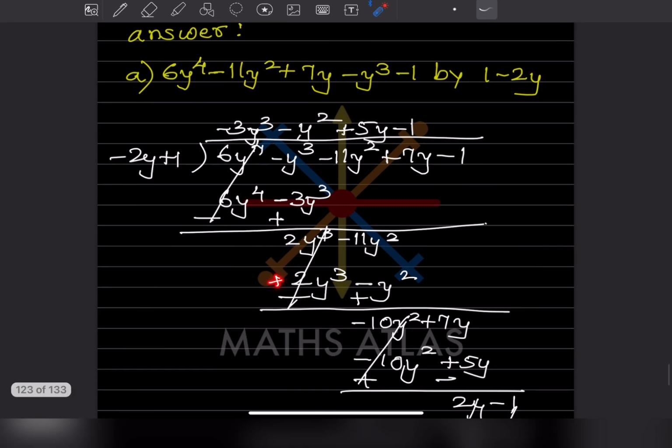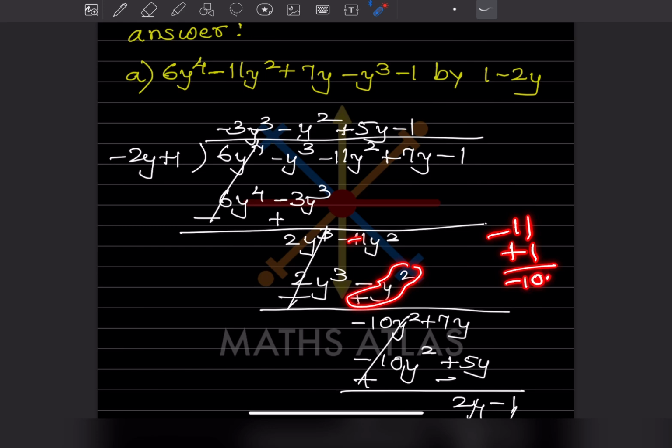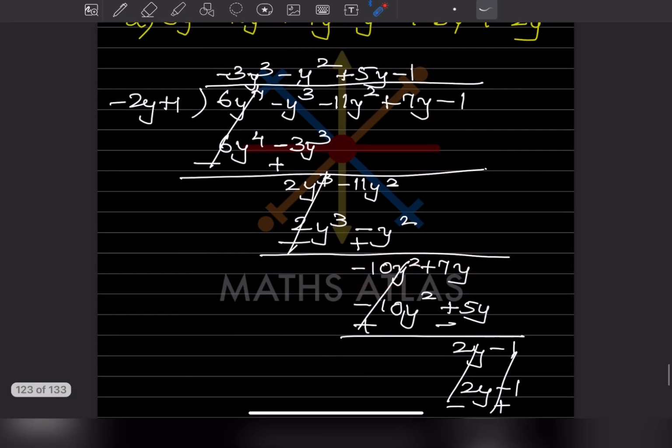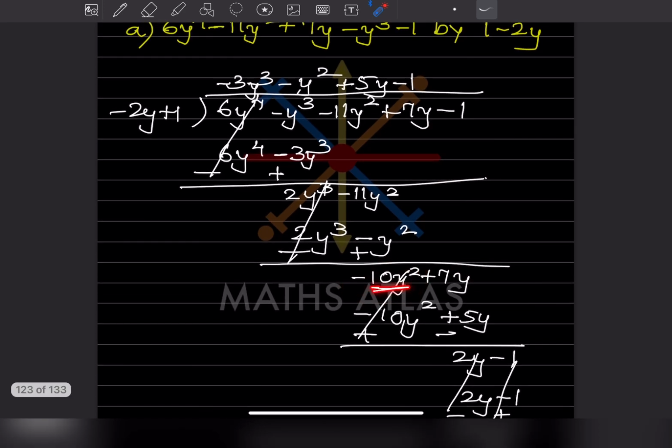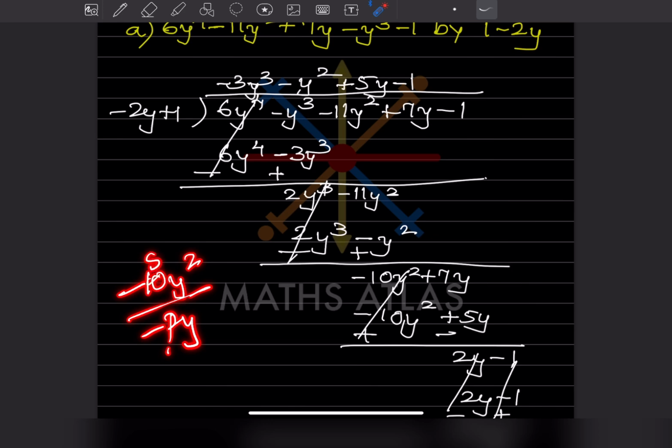Now this is plus, this is minus, this is minus, this is plus. So now again this gets cancelled. This is plus 1 and minus 11. Minus 11 plus 1, that is going to be minus 10y square. So this is written as minus 10y square and this part you will take down. So now again you will look at this term and this one. I'll do it here: minus 10y square divided by minus 2y. 2 fives are 10. This minus minus becomes plus, and this is going to be y. So this is plus 5y.